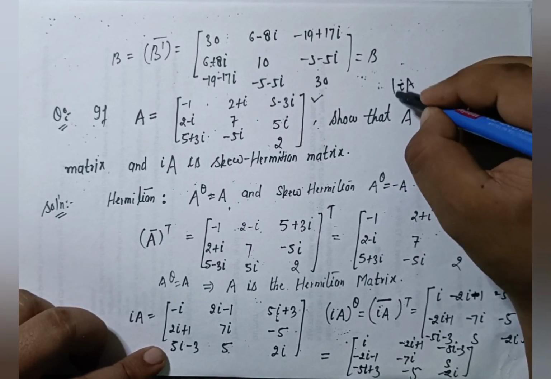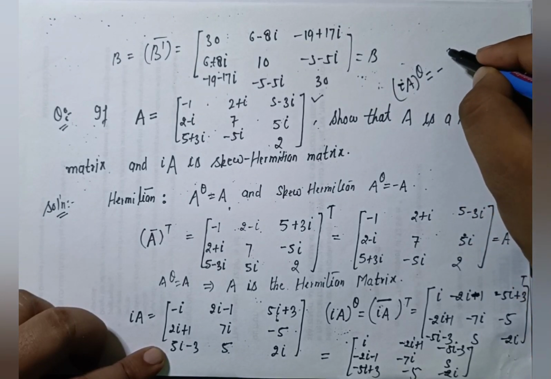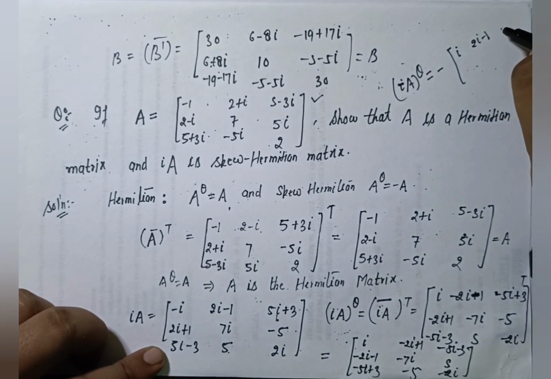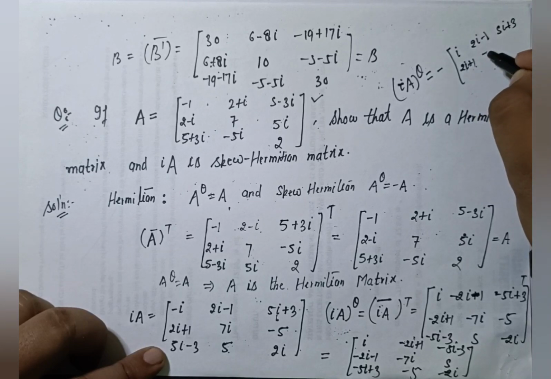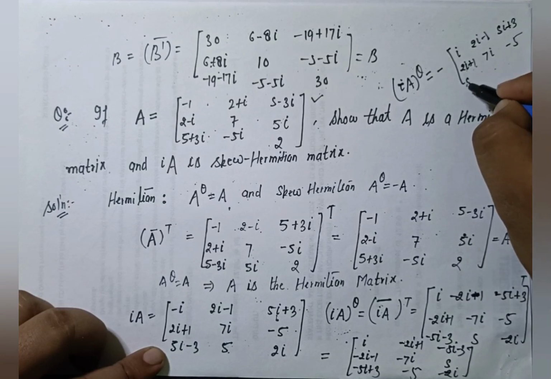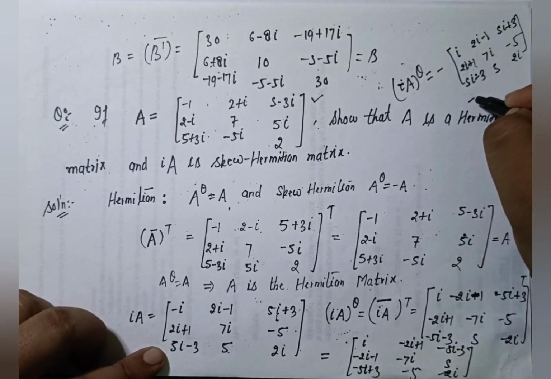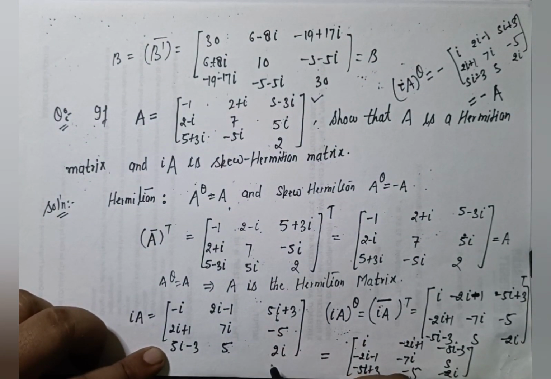iota A conjugate transpose is equal to, if I take the minus common from it, minus iota, 2 iota minus 1, and 5 iota plus 3, and 2 iota plus 1, 7 iota and minus 5, and 5 iota minus 3, then 5, and then 2 iota, which is equal to nothing but the matrix A. It is the matrix A.